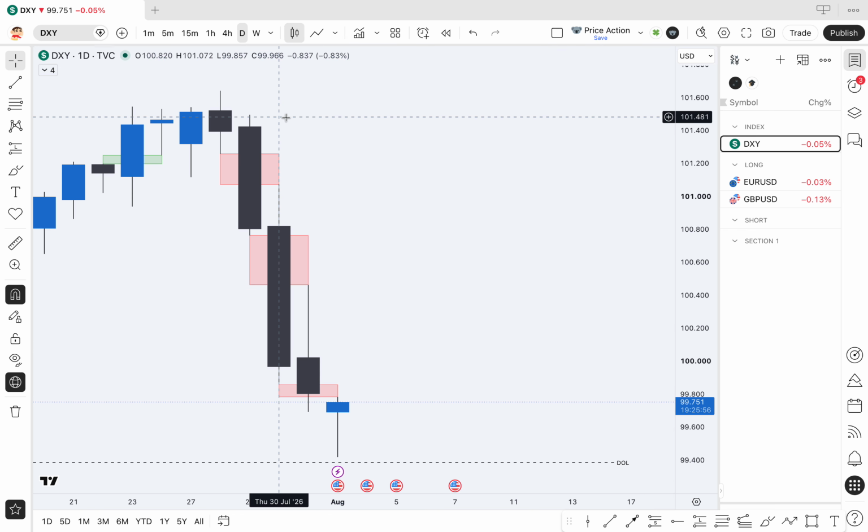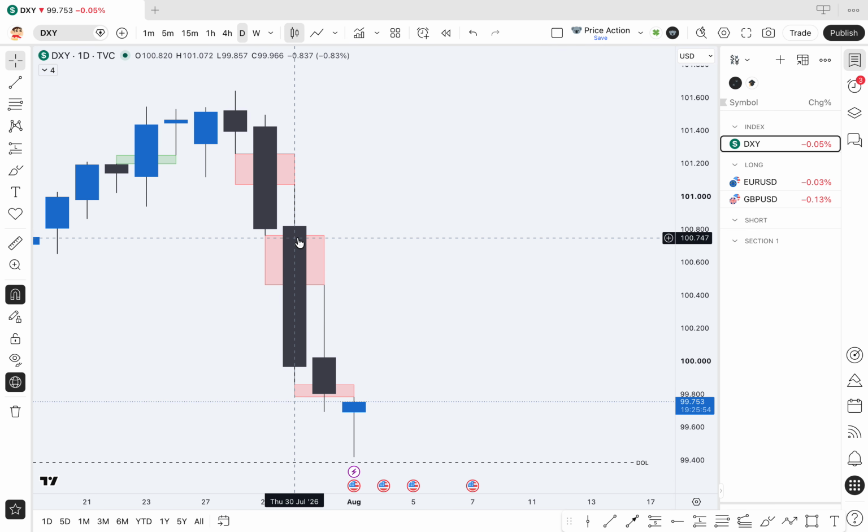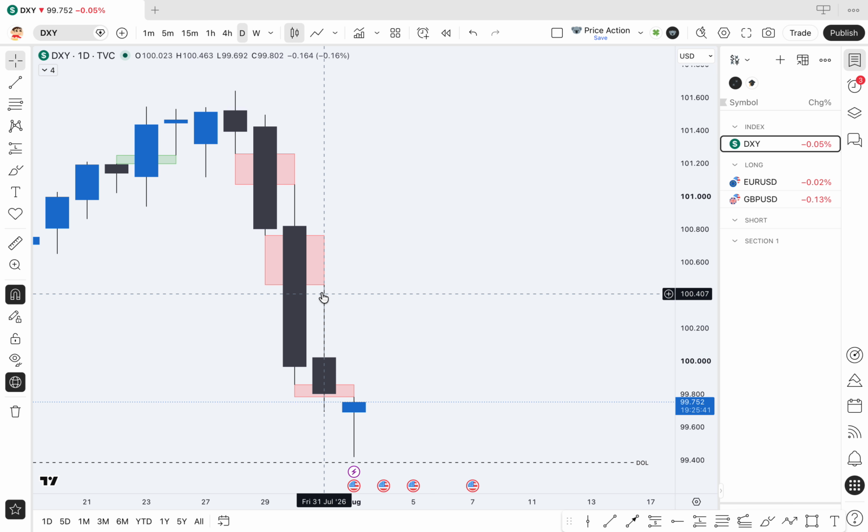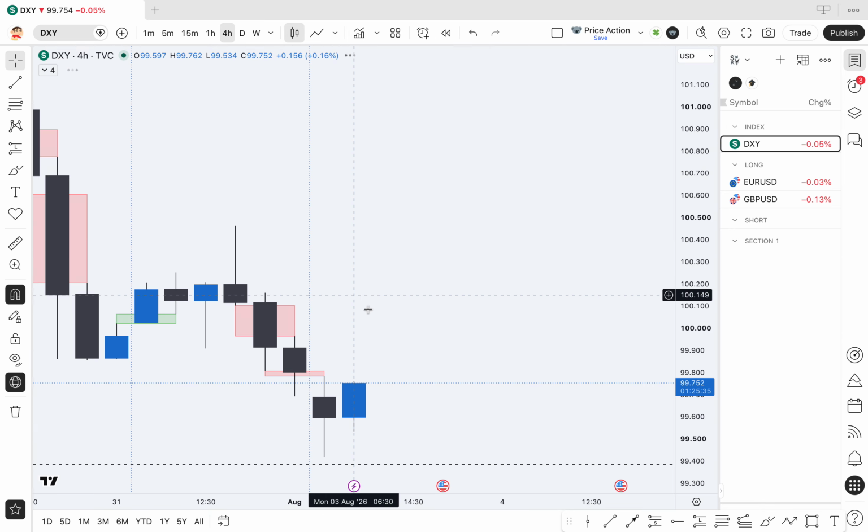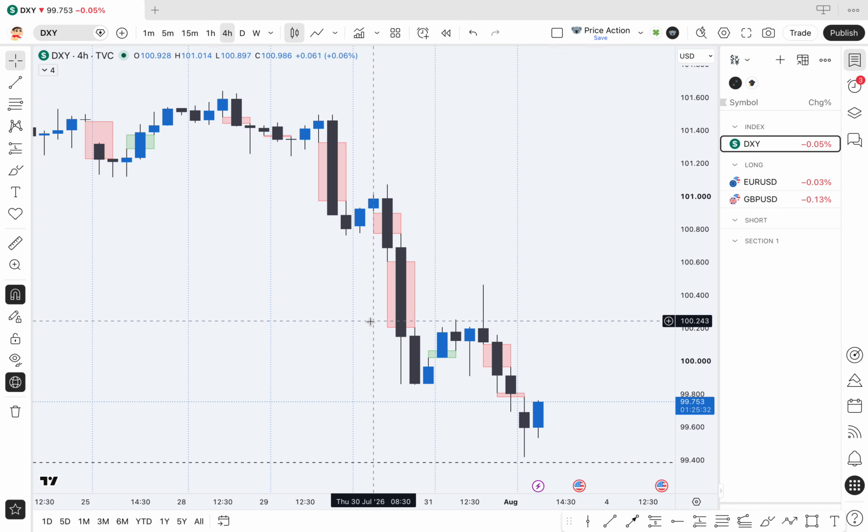We need to be careful in this scenario. It's always better for market to open in a bullish scenario: open, high, low, and close. So this day was bearish. Open, high, low, close. This day was bearish. Looking at 4 hour, what do we have?